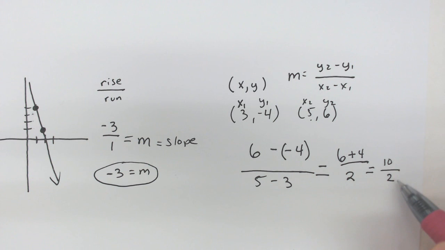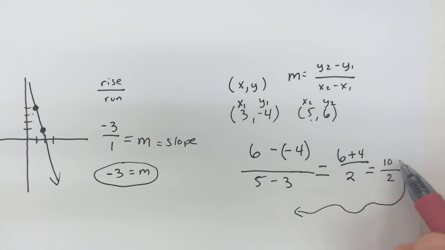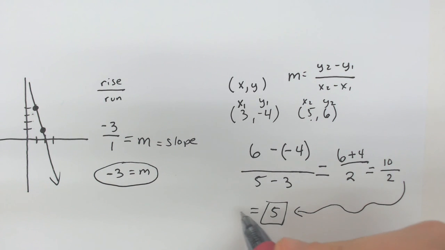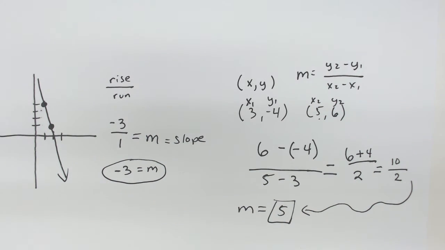So the rise over run in this case is 10 over 2. If it simplifies, by all means, you should simplify it. 10 over 2 is 5. So 5 would be what we consider the slope in this case.